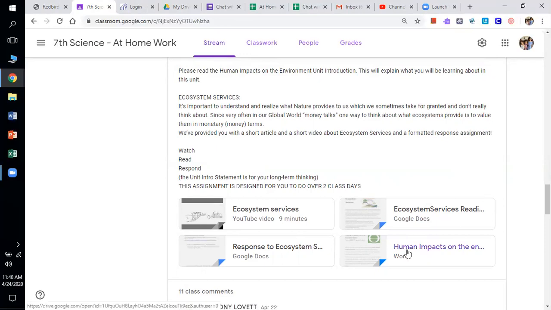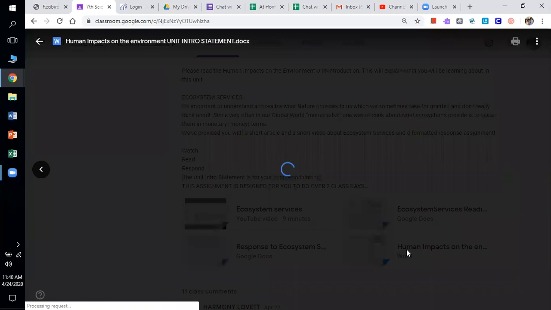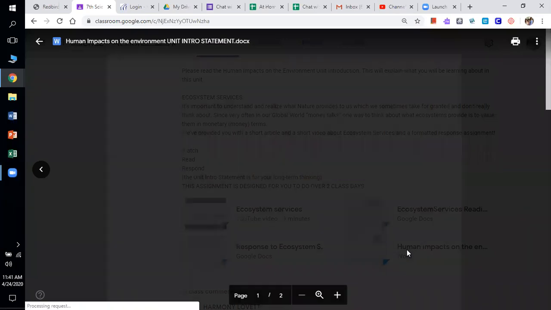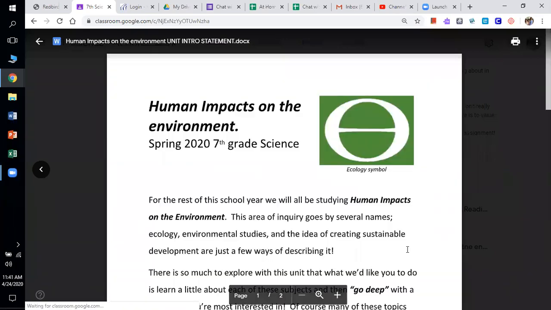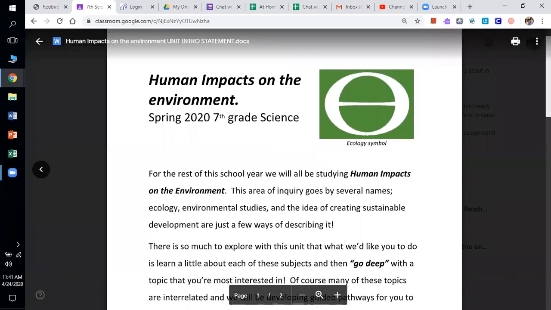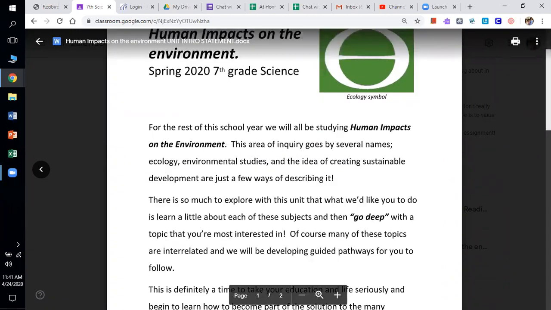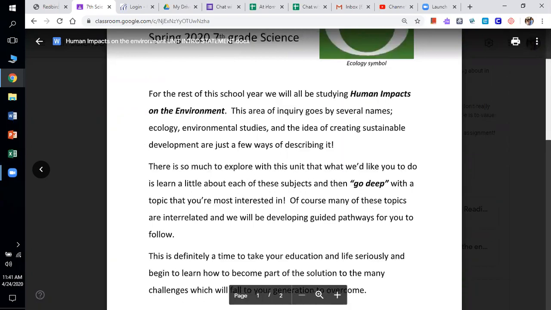So the first direction up here was please read the Human Impacts on the Environment. So I'm going to read through this because that was the suggestion given to us. Human impacts on the environment. This is the whole idea behind what we're teaching the rest of the school year. So for the rest of the school year, we'll be studying human impacts on the environment. This area of inquiry goes by several names. Ecology, environmental studies, and the idea of creating sustainable development are just a few ways of describing it.